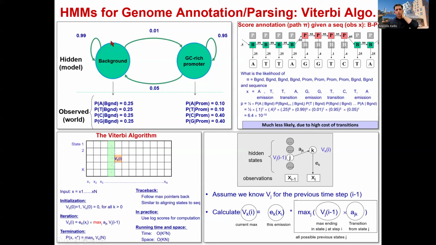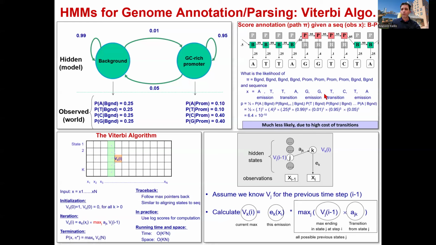Now, this is just the transition probabilities. Then there's the emission probabilities that basically tell us that from some states, I'm more likely to emit given characters, for example, ACGT at equal probability with background, but C and G at higher probability in a promoter state.